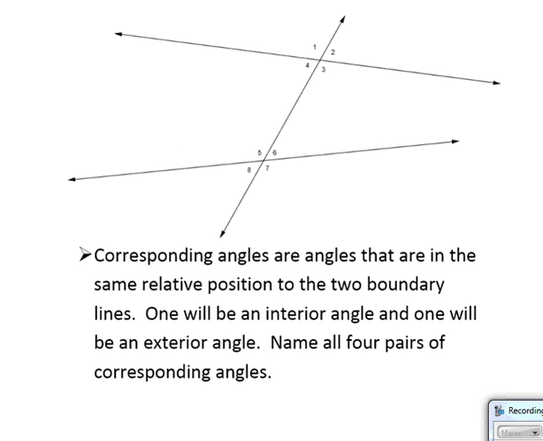Our fifth special angle pair is called corresponding angles. These are angles that are in the same relative position to the two boundary lines. One will be an interior angle and one will be an exterior angle. For example, if I'm looking at angle 1, that is above my line and to the left of the transversal. So I'm going to go to the other cluster of angles and go above the line to the left of the transversal, and I find angle 5. So angle 1 and angle 5 would be corresponding angles.